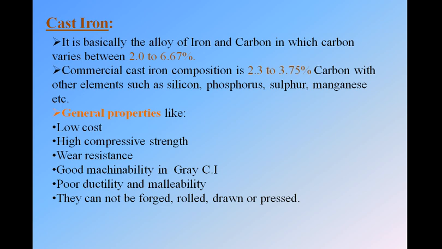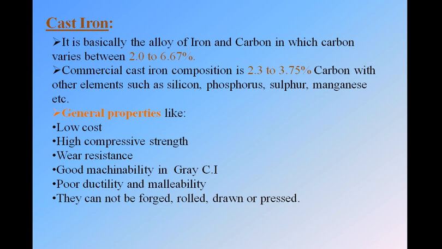Next we can see the general properties of cast iron. It has a low cost, meaning when we compare cast iron with steel, steel has a higher cost as compared to cast iron. So cast iron is cheaper than steel. Next, high compressive strength. When we compare cast iron and steel, steel has good tensile strength, but it has somewhat low compressive strength. But cast iron, as it is a rigid one, has a high compressive strength. Next, wear resistance is high for cast iron.